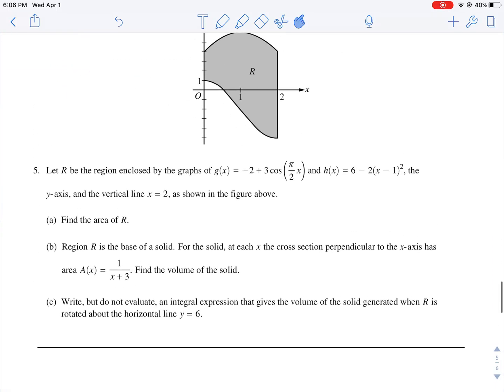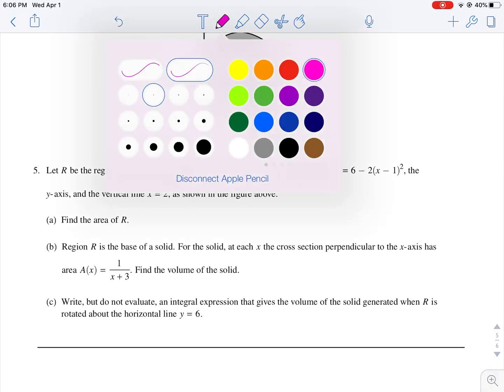Okay, again, you 2019-2020 students can skip this question, but I'm still going to discuss it for future students.